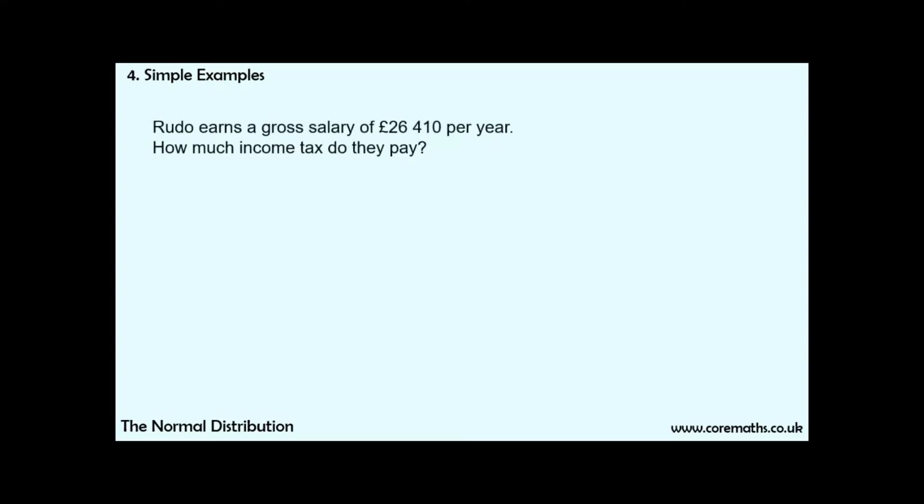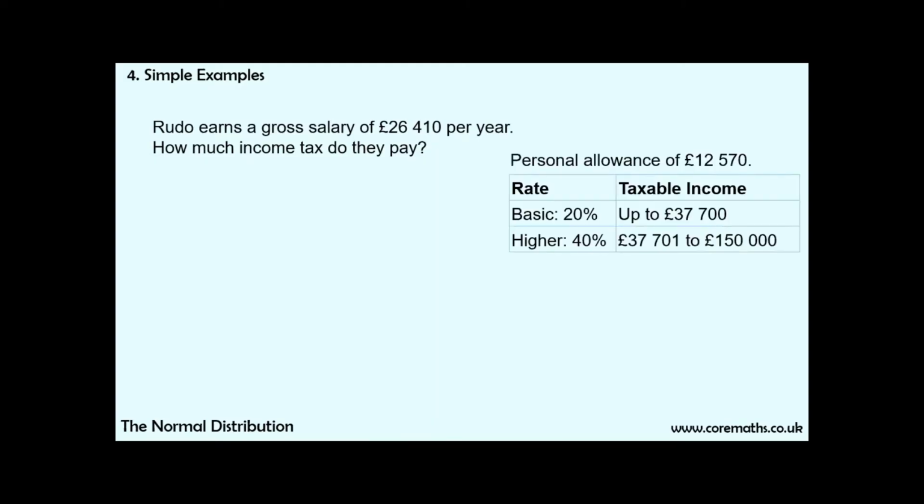How about this one? Rudo earns a gross salary of £26,410 per year. How much income tax do they pay? Okay, well, we need to bear in mind that personal allowance, and we'll have reference to that table. Again, you don't need to memorize the table. Realistically, if you do it enough times, you probably will remember it, but it'll be there for reference for you in the preliminary material.